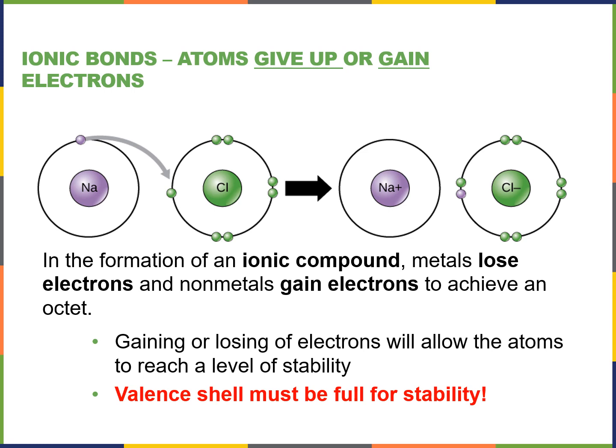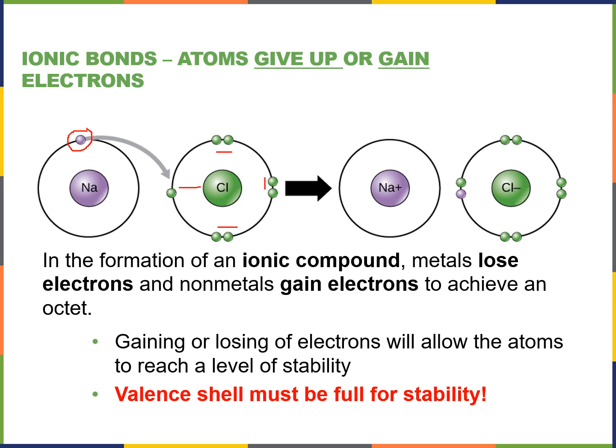Now, sometimes it's not an actual sharing of electrons. Sometimes it's the stripping away. If you remember, in the last lecture we talked about Na plus and Cl minus. Sodium has this one little electron right there, whereas chlorine has 2, 4, 6, 7 electrons. Its valence shell is almost full. It is almost stable.